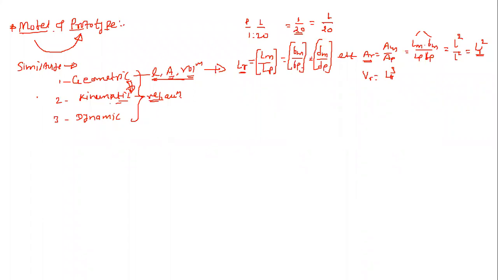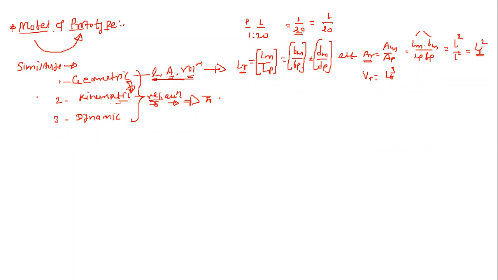For complete kinematic similarity, not only the magnitude of the velocity and acceleration, but also their direction is a must. This means the direction of the velocity and acceleration in the model must be the same as the direction of the velocity and acceleration in the prototype, that is, the actual river which you have considered. So the useful scale ratios related to kinematic similarity are the following.